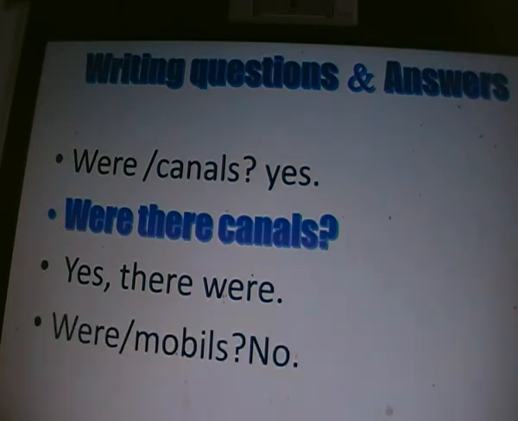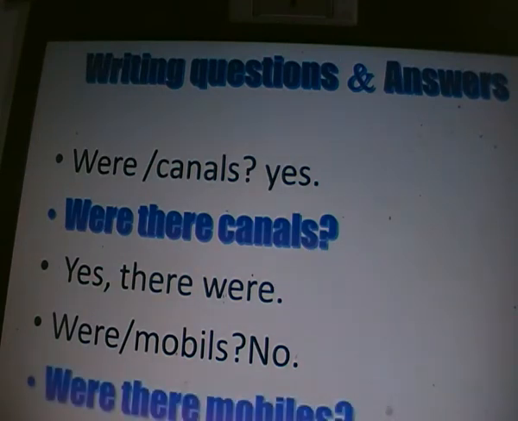Were and mobiles. Can you make or form a question here using were and mobiles? And the answer was no. Were there mobiles? كان في موبايل زمان؟ No, there weren't. Okay.